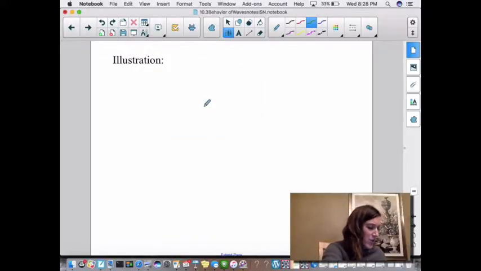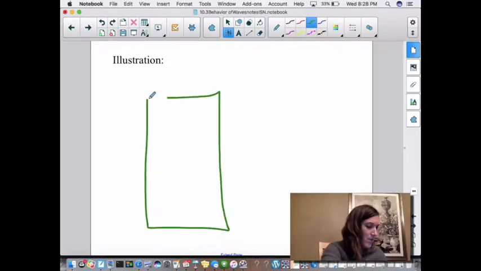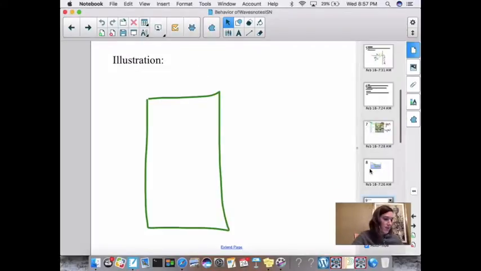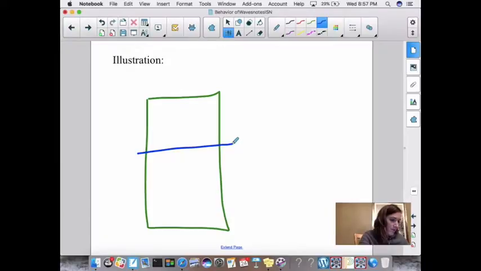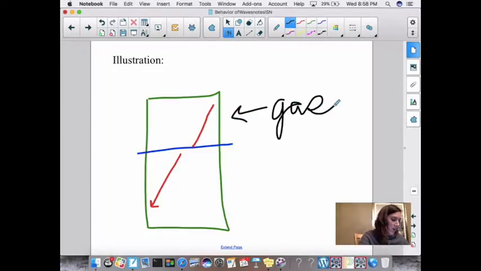So let's do an illustration. We're just going to do the pencil in the water. So this is the actual pencil in the water. So we have the cup. Let's go ahead and draw in the water. Draw the pencil. And let's show that the pencil is broken. Now I want to be able to label that this is a gas. Hopefully your illustration looks better than mine. This is a liquid.